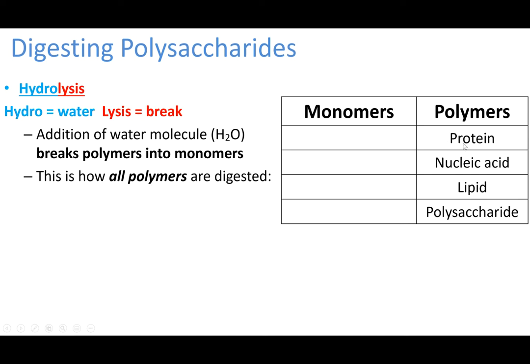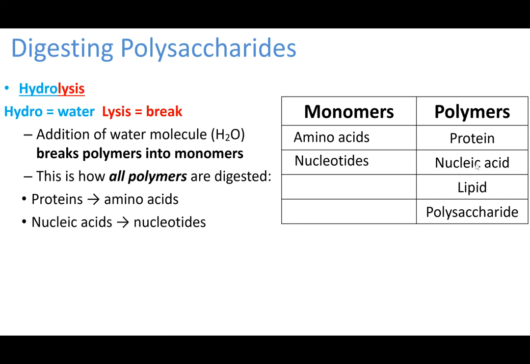So if you eat protein and you need to break it down, you use hydrolysis to produce amino acids. If you ate a bunch of food with DNA in it, which it's a living thing, it kind of has to have it in there, right? So pretty much everything you eat has DNA in it. You're going to use water to break it down into nucleotides.